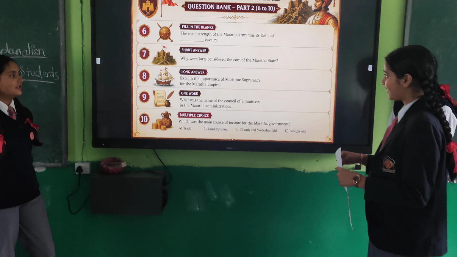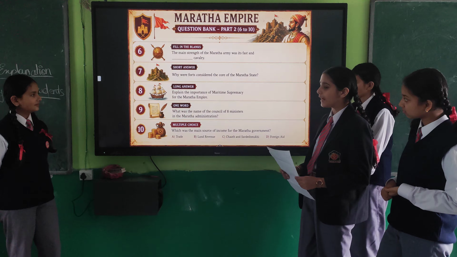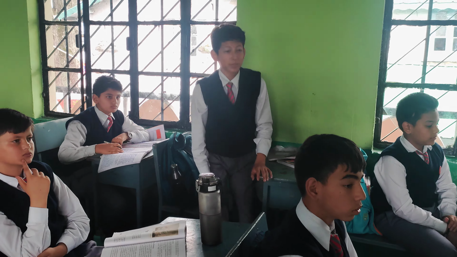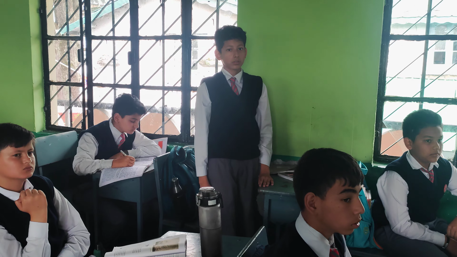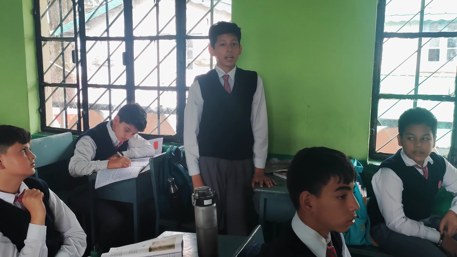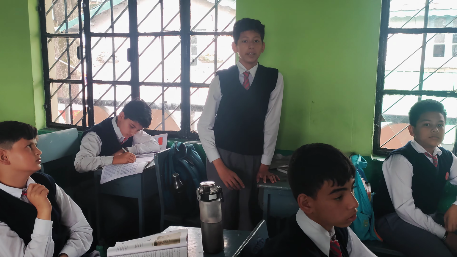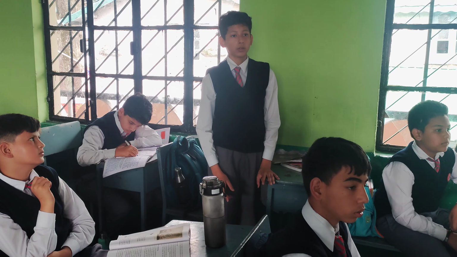Okay. Next question is explain the importance of maritime supremacy for the Maratha Empire. Because the Marathas were ruling in the south, so to control the trade routes, the old trade routes, they used to go by land. So they started a navy also for protection and so that foreigners cannot rule them.